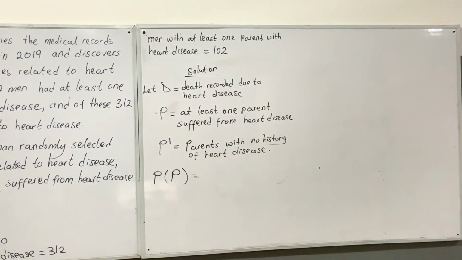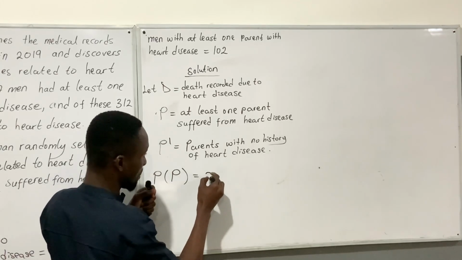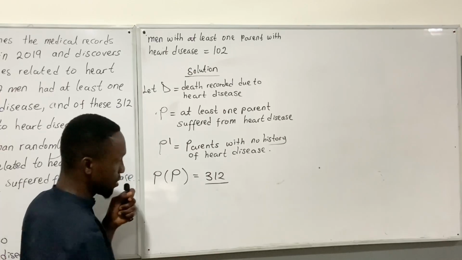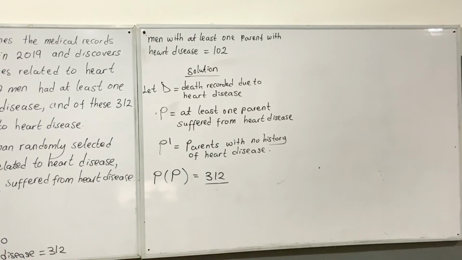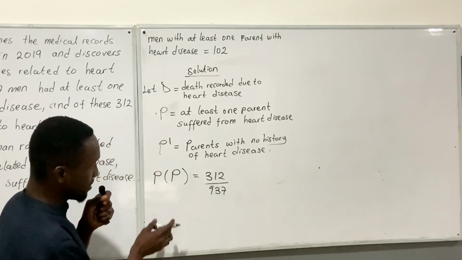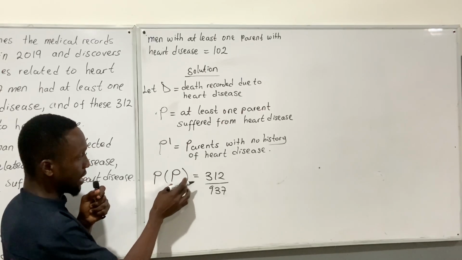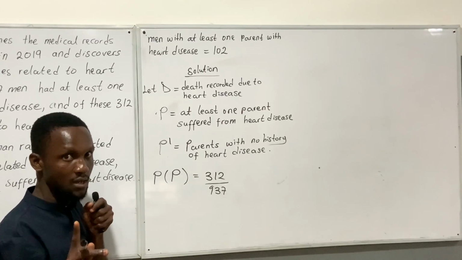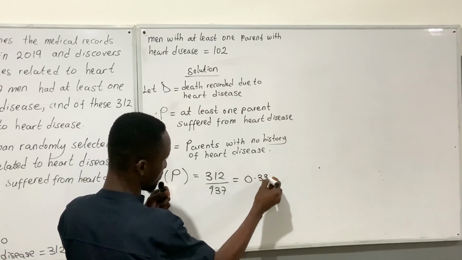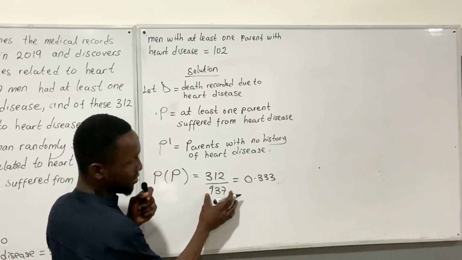So when we come here, we have 312 of them have parents who suffer from heart disease. So this is going to give us 312. Now we divide this by the total number of men we have, which is 937, the sample space. So 937. So that is the probability of men with at least one parent suffering from heart disease. Now this is giving us 0.333. You can leave your answer like this.